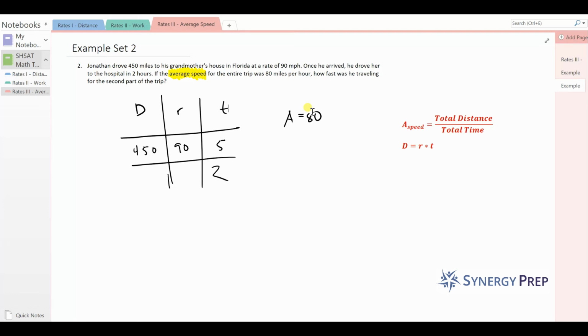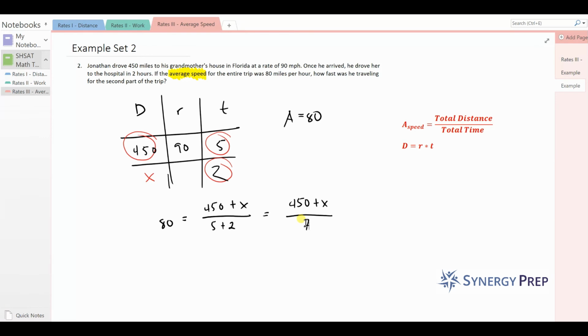Okay, so again, we have almost all of the information that we need. We have 450, we have 5, we have 2. We're solving for this last piece of distance, so we don't know what it is, so let's just call it x. And let's plug in the information. This time around, we're given the average speed, so it's 80. It's equal to the sum of the distances, which is 450 plus x, over the sum of both times, so it's 5 plus 2. All we're really doing is solving for x, right? So 5 plus 2 is 7, so 450 plus x over 7.